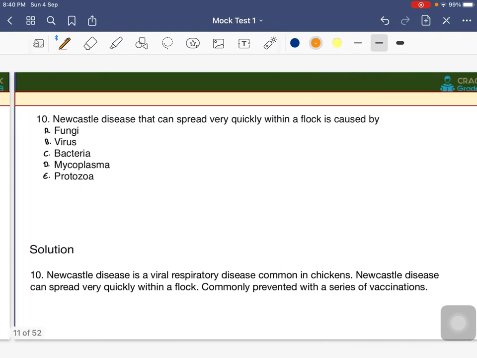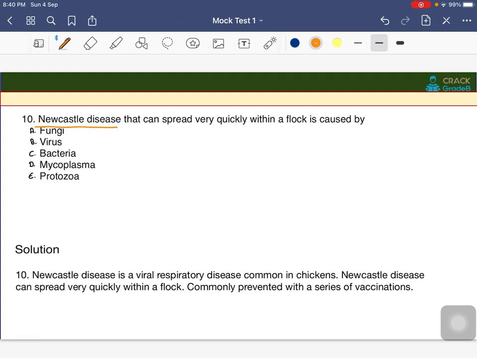Next, Newcastle disease, which can spread very quickly within a flock, is caused by, right? The options are fungi, virus, bacteria, mycoplasma, or protozoa. Okay, the answer will be virus. Newcastle disease is quickly spread through a virus. It is a viral respiratory disease which is common in chickens, and it is commonly prevented by a series of vaccinations, because it is a viral disease. We can control it through vaccinations.